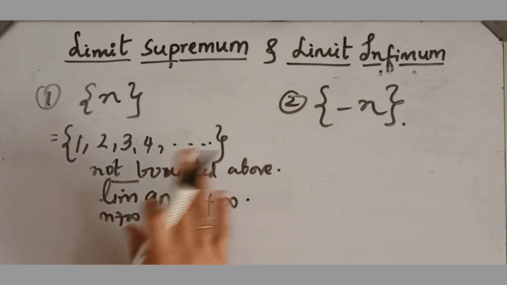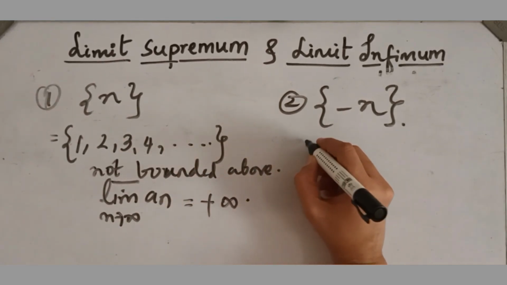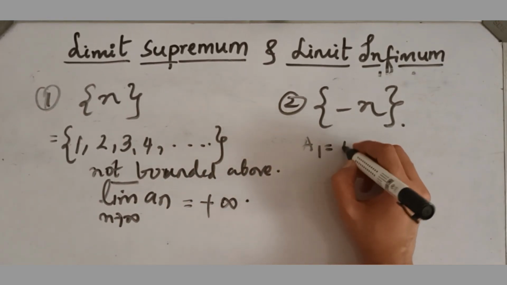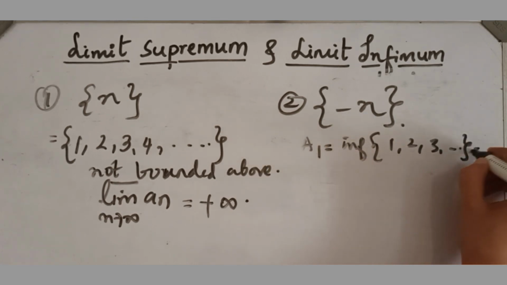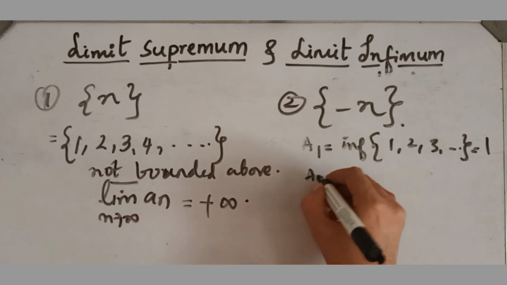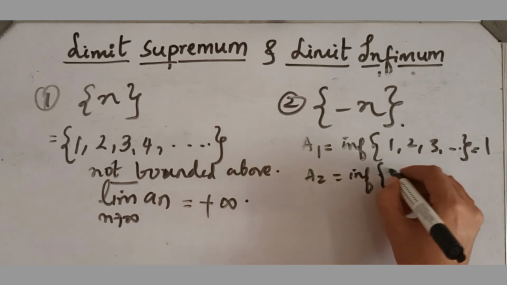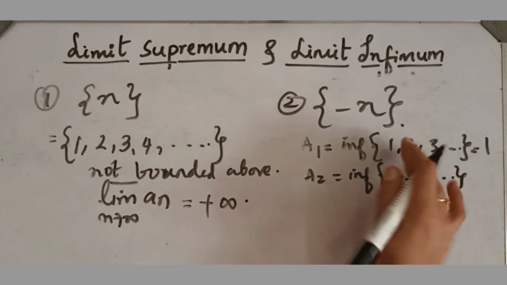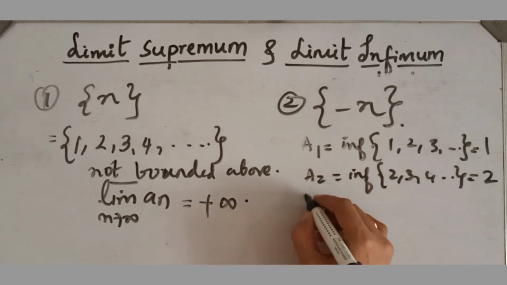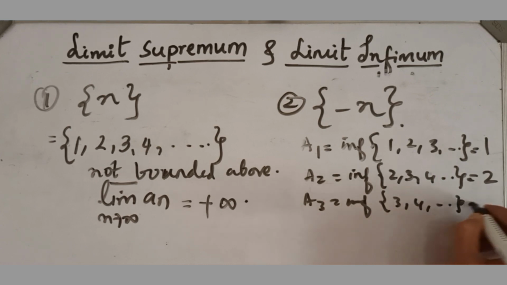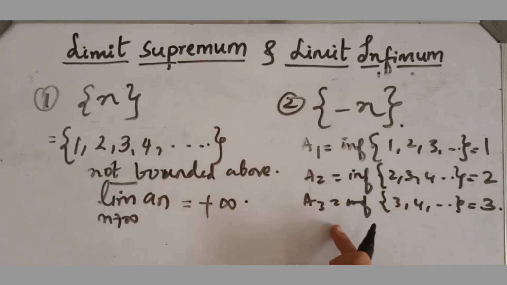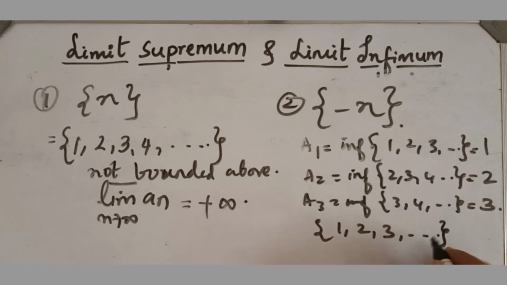Now to find the limit infimum of this sequence, first we need a1. a1 is the infimum of 1, 2, 3, 4 and so on, which is the smallest element, 1. a2 is the infimum of 2, 3, 4 and so on. Ignore the first term. Then 2. a3 is the infimum of 3, 4 and so on, which is equal to 3. So when you continue like this, you will get a new sequence 1, 2, 3, 4 and so on. You have to find out the limit of this sequence.